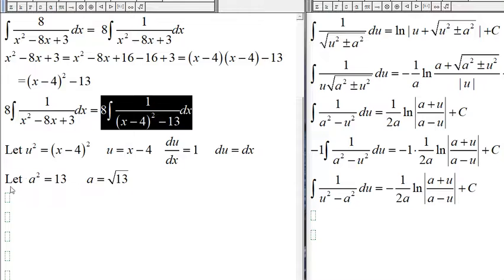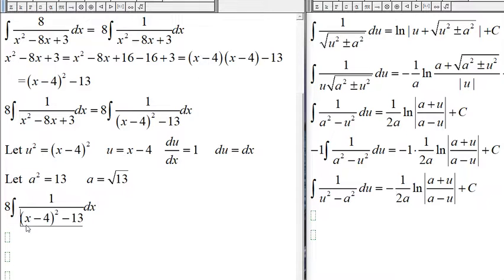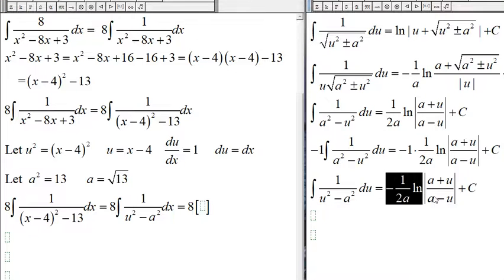And so now this integral becomes this. This part is u squared, and then this is a squared. And this will equal 8 times all of this right here. Okay, this is 1 over u squared minus a squared.